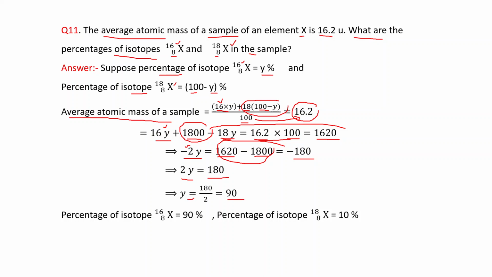And what is Y? Y is the percentage of isotope X16. That's why we can say the percentage of isotope X16 is 90%, and the percentage of isotope X18 is 100 minus 90, that is 10%.